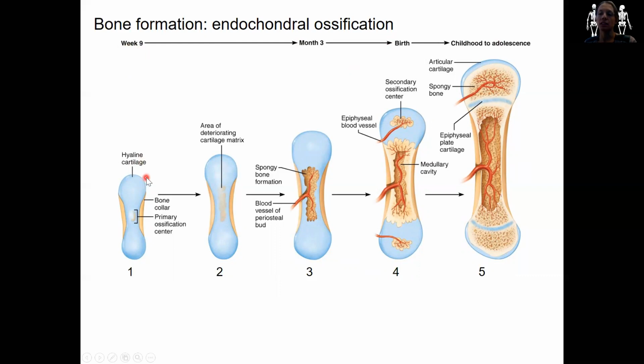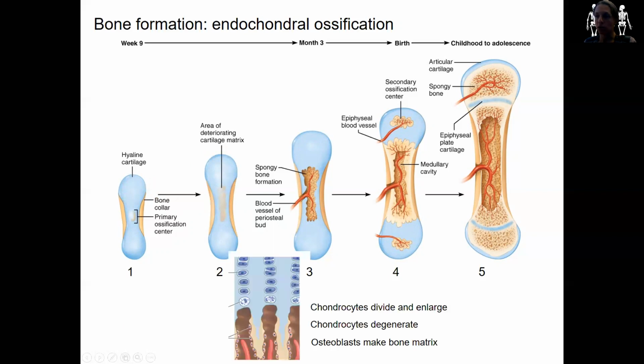So the whole thing with this is enlarging and dividing chondrocytes that then deteriorate and are replaced by osteoblasts. So let's just walk through this. In the middle here, we've started to have deteriorating cartilage. How did this get longer? Well, we had cartilage dividing. I actually want to go to this nice image I have right away here. So this is the process that's happening throughout this entire thing here. On top, we've got chondrocytes that are dividing and enlarging. They're growing bigger, they're dividing, and that's adding length onto the end.